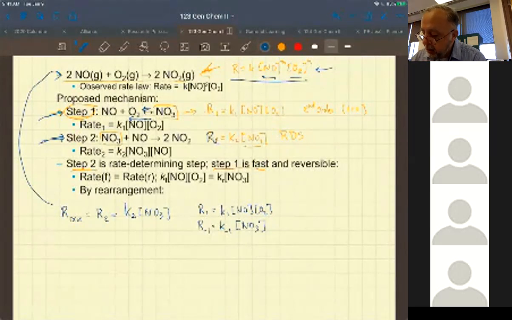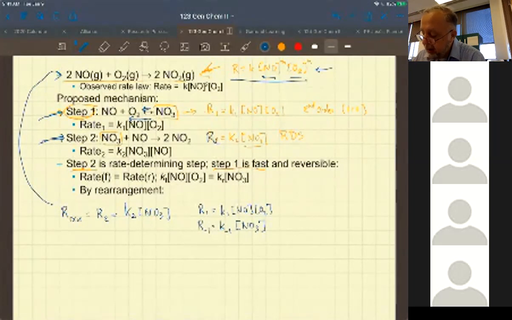Because if it's going backwards, then NO3 is the reactant and NO and O2 are the products. So for R-1, the reverse of step 1, the reactant is NO3, and so that's what I'm expressing in the form that I'm doing. This is K-1, which is not equal to K1, and it's not the inverse. It has its own value, and it's going to produce the NO and the O2.